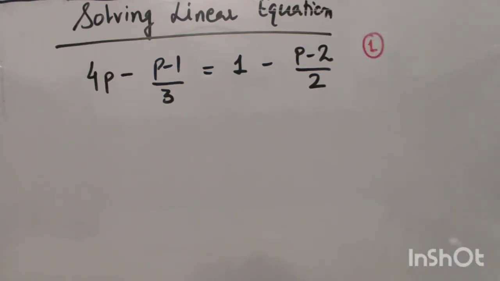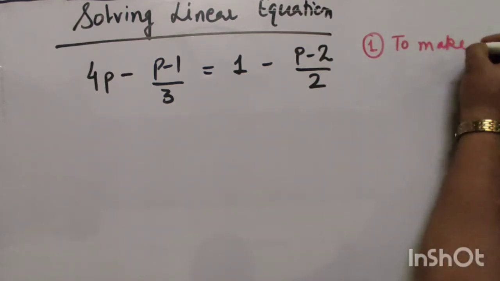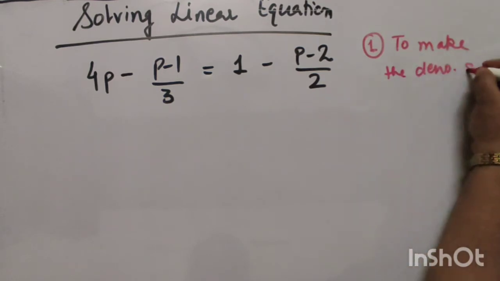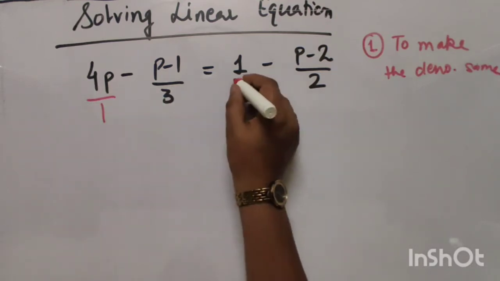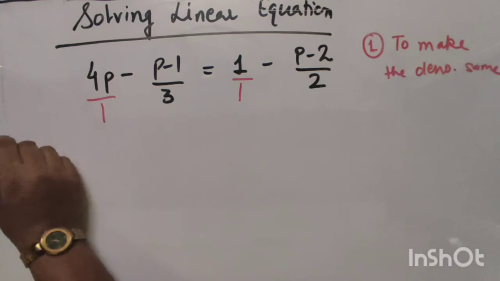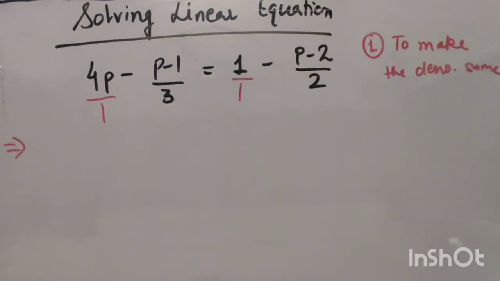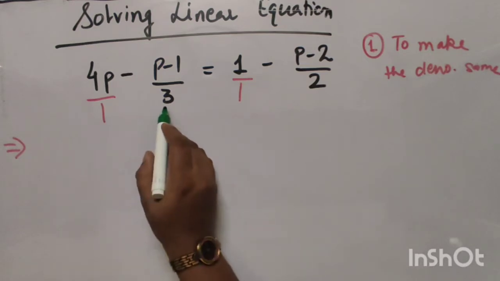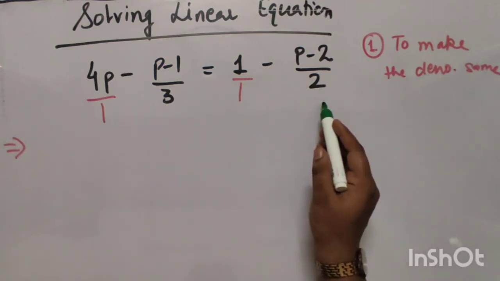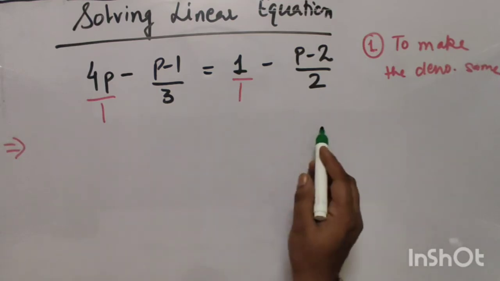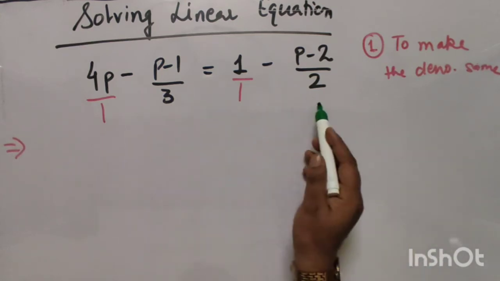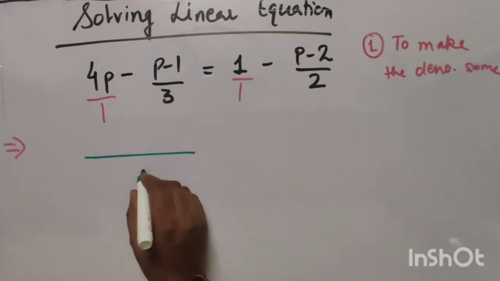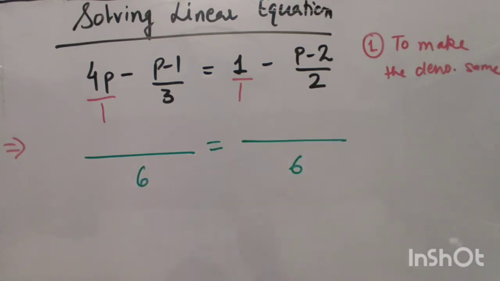Step number 1 that we discussed was to make the denominator the same at both sides. Here we can see that it has a denominator 1 and it has a denominator 1. Now we take the denominators: here we have 3 and here we have 2. The common denominator which we can take at both sides could be 6, or any other number which is divisible by both the numbers. So I am going to take the common denominator 6 at both sides.